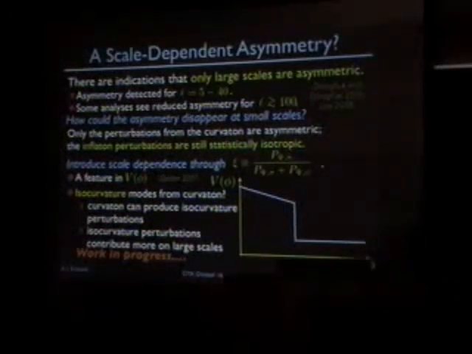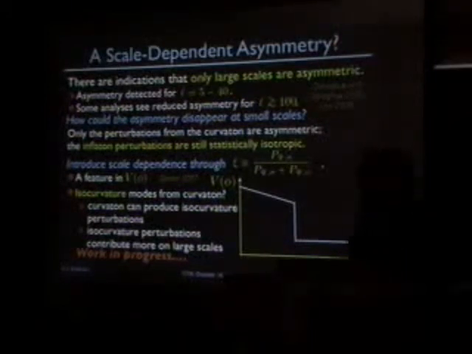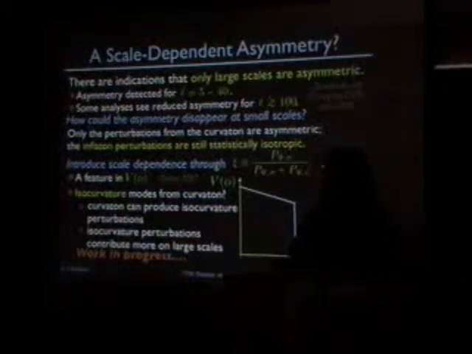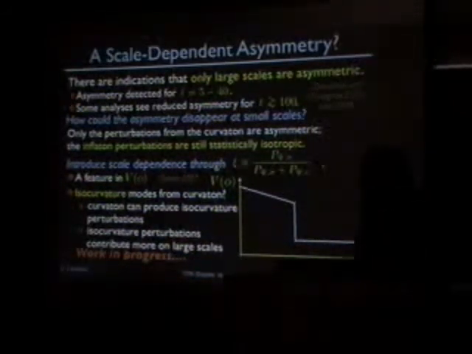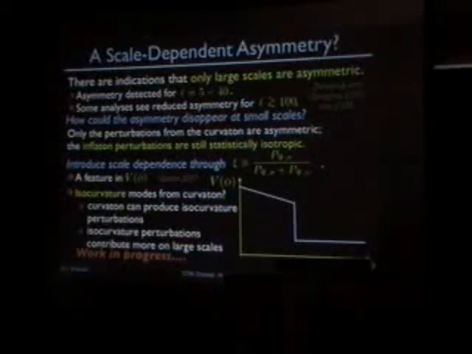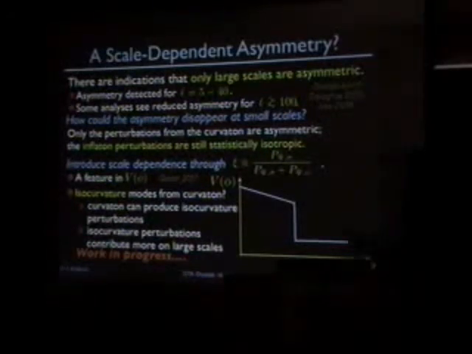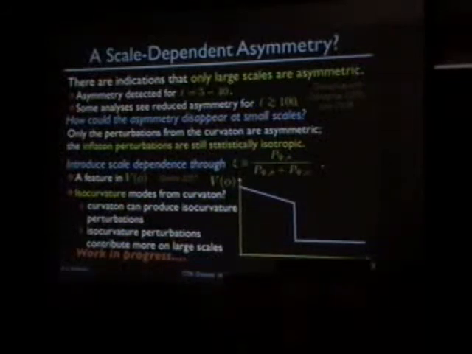get isocurvature modes from the curvaton. If the curvaton were to decay into a different mixture of matter and radiation than the inflaton did, or if the curvaton were to decay after dark matter had already decoupled, you would end up with isocurvature modes. And isocurvature perturbations contribute more on large scales to the CMB anisotropies than adiabatic perturbations do. And remember, we don't need a lot of them.